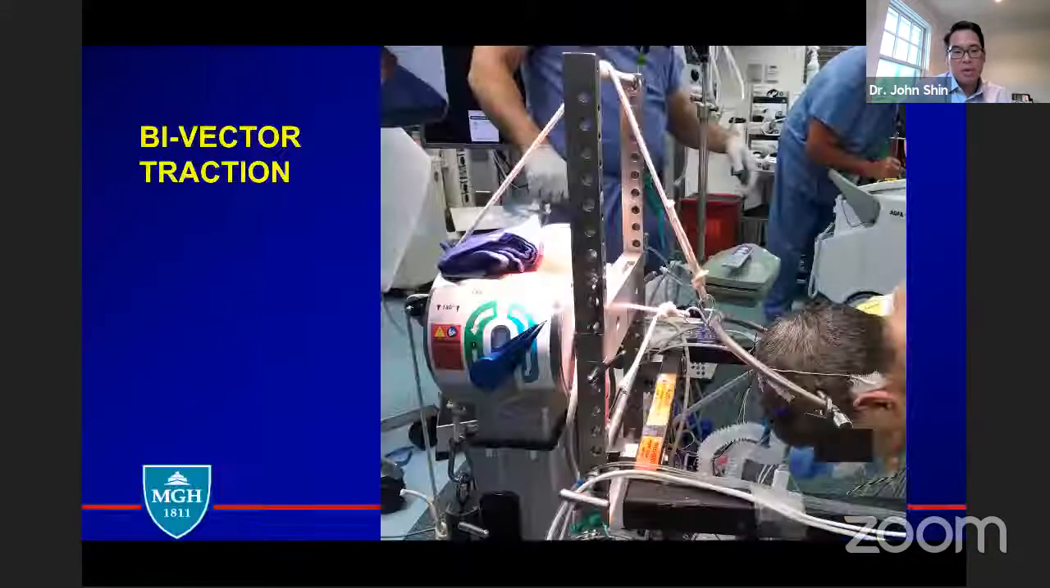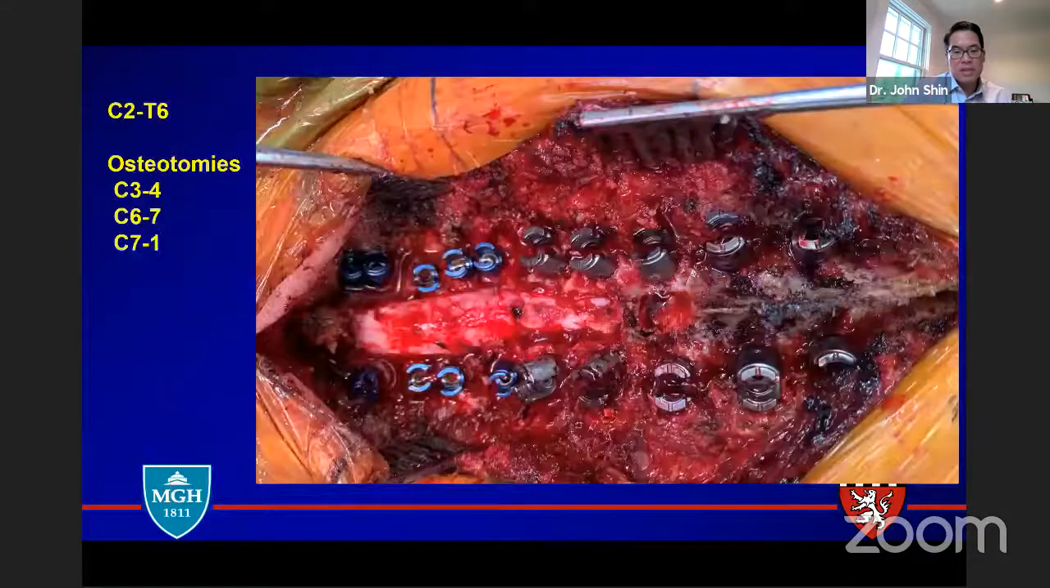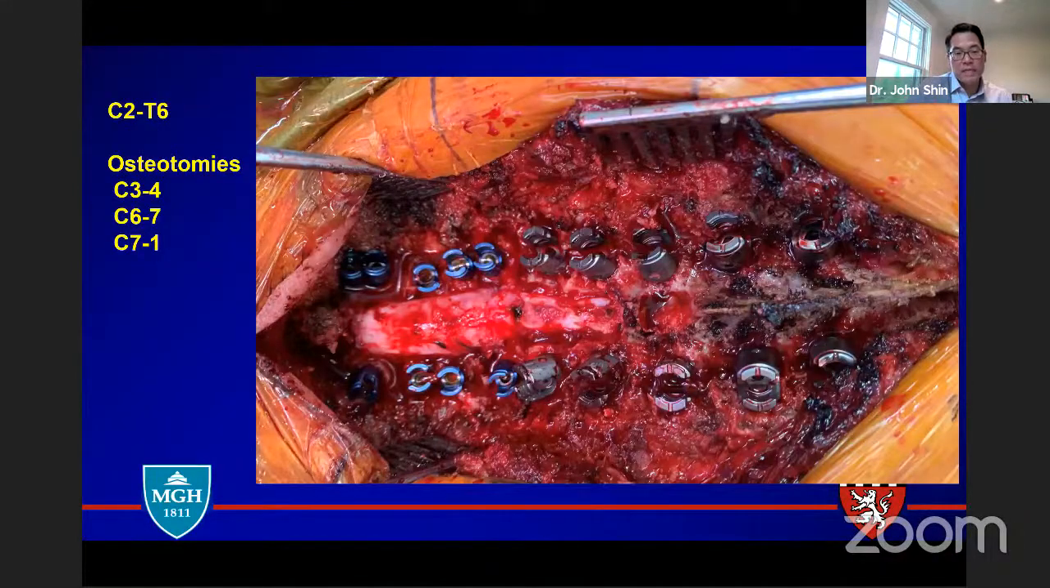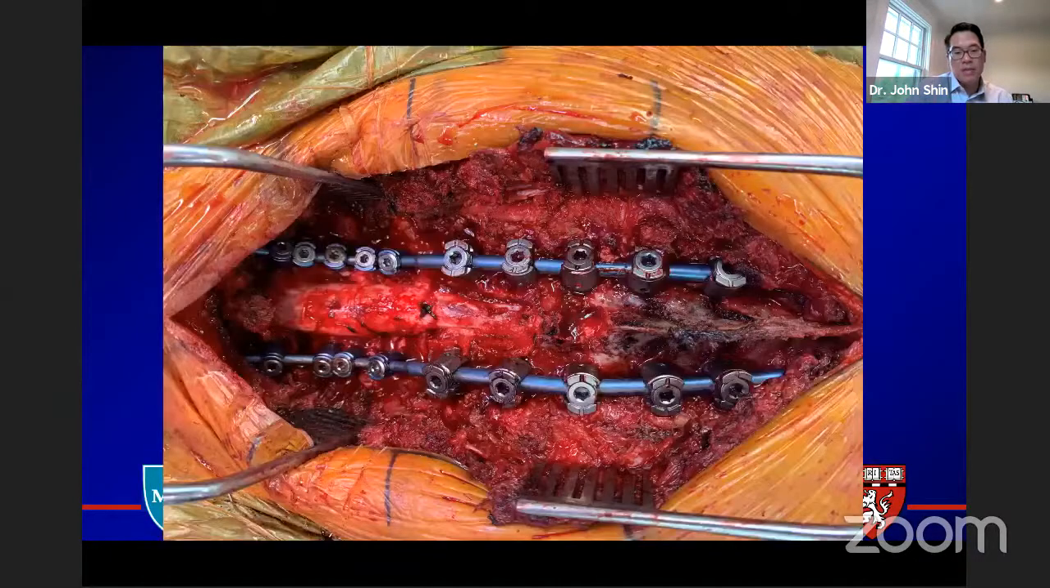So again, go through that exercise, bivector traction. I did this through, again, posterior multi-column osteotomies, same technique as before. And now with the different instrumentation systems, and this just shows how our technology is evolving, we're able to do really significant correction, even reduction of deformities like this through posterior approaches alone. And this is what I did. And this is a 4055 rod that I used with correction and reduction.